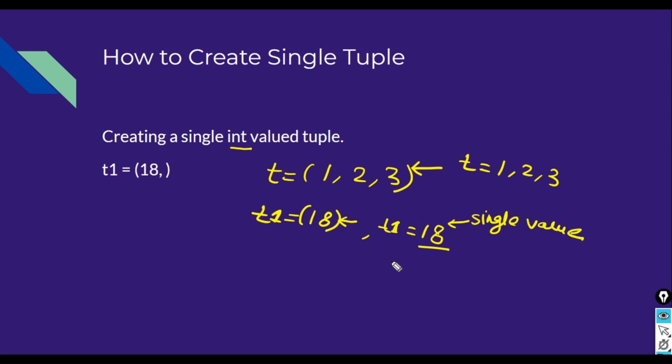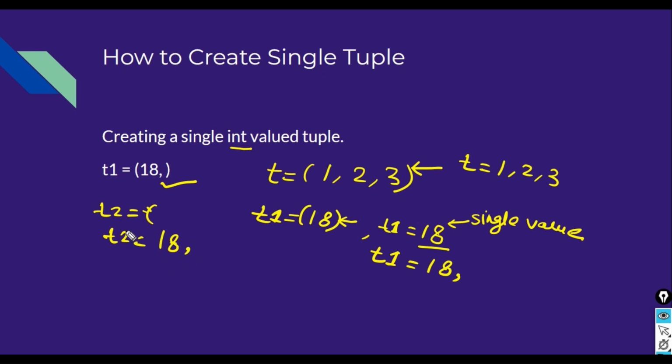So then you must be thinking, I don't want to use round brackets, and how do I define the single value tuple? At that time you have to use t1 is equal to 18 and one comma you have to give, then it will be considered as a single value tuple, right? So in this way also you can define one single value tuple. And for example, I don't want to use brackets, so you can use this syntax also, 18 and a comma you have to give.